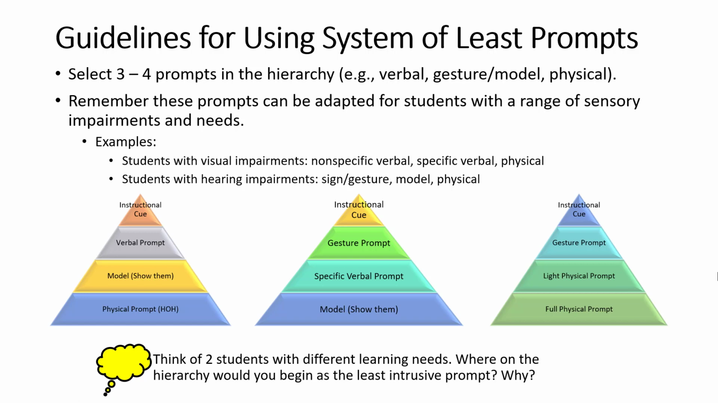Typically, students are within a range of about 3 to 4 prompts that they're going to need. If a student is always needing a physical prompt, you're not going to start off by giving them their natural cue and just waiting. You might start off with that light physical prompt, but you know where they start. So you want to move to the least intrusive prompt where they're having that success and start from there.